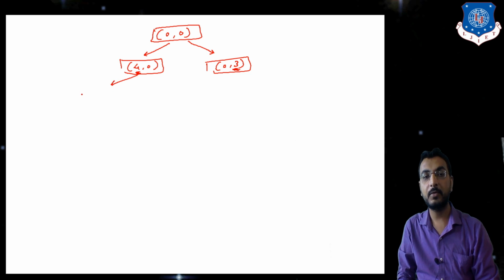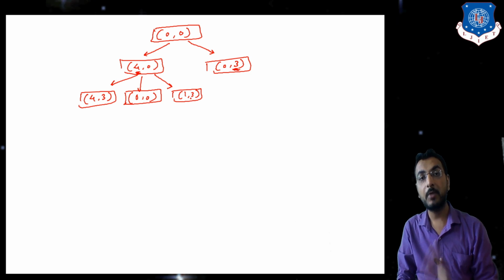You can also easily reach this node, 4,3, which means you have filled up the 3 gallon jug fully. You can reach 0,0, which means you have poured the 4 gallon water jug out on the ground. And next is 1,3. 1,3 means you have filled up the Y gallon jug from the X gallon jug until it is full. From 0,3 also you will have 3 possibilities.